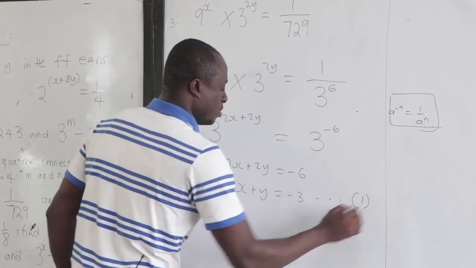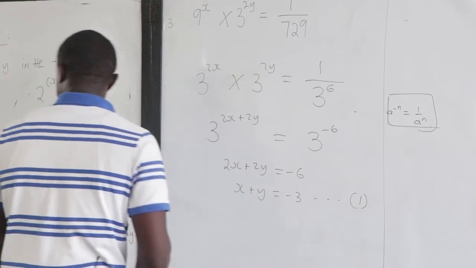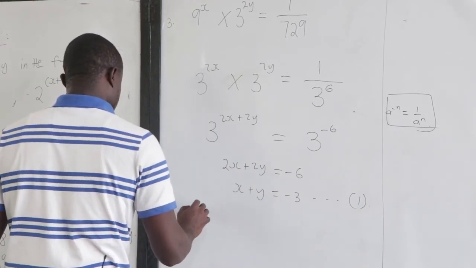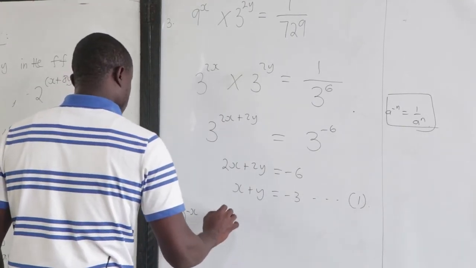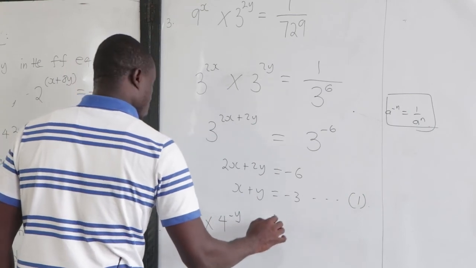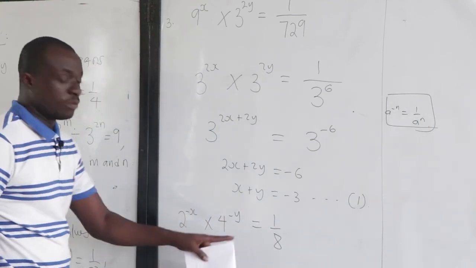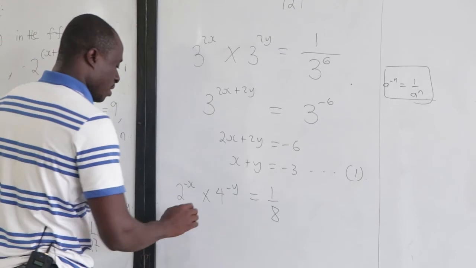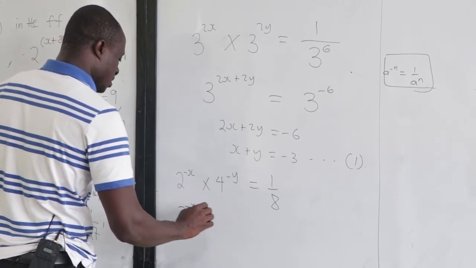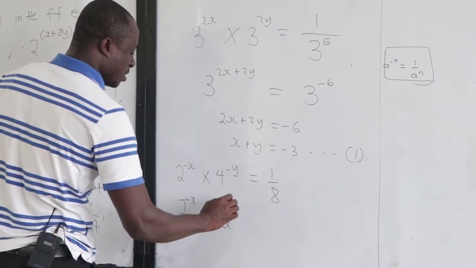Let's call this equation 1. Now the second one, we have 2 to the power negative x times 4 to the power negative y equal to 1 over 8. We have to make all the bases the same. So you have 2 to the power negative x times, this will be 2 to the power negative 2y.